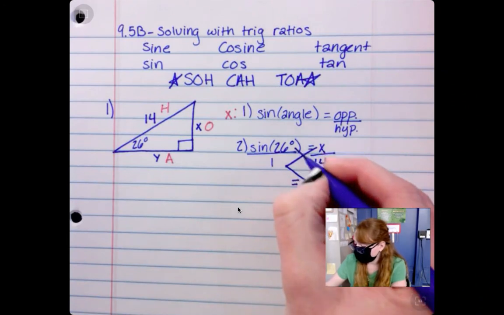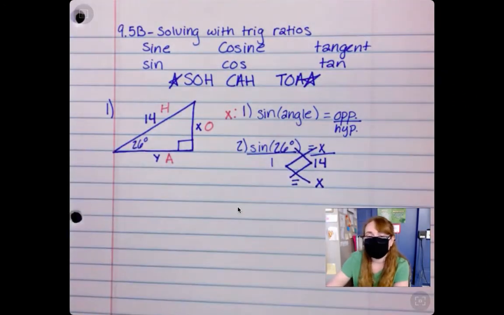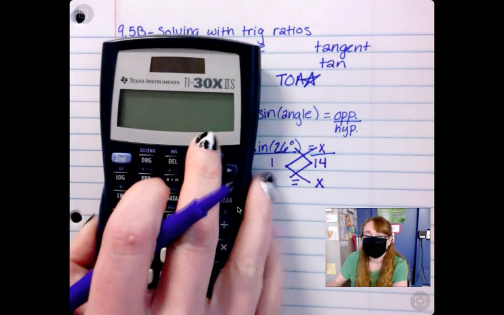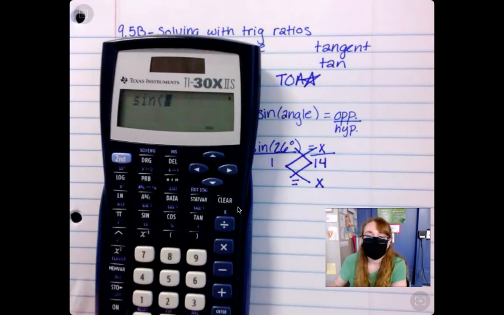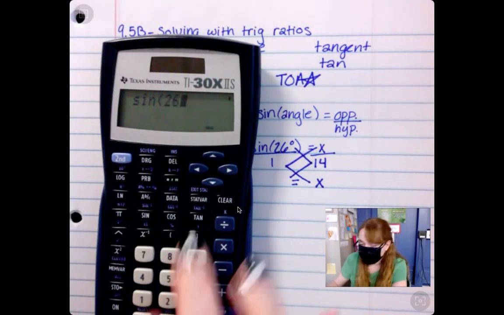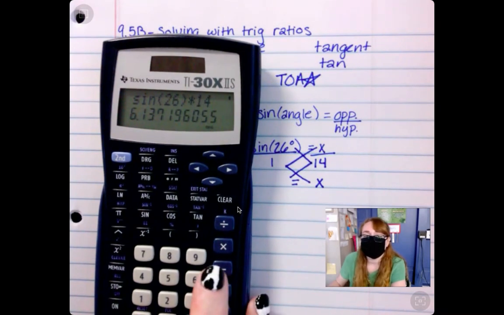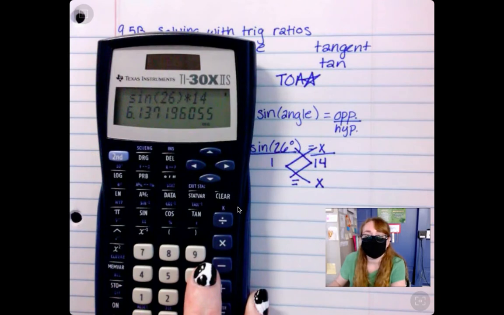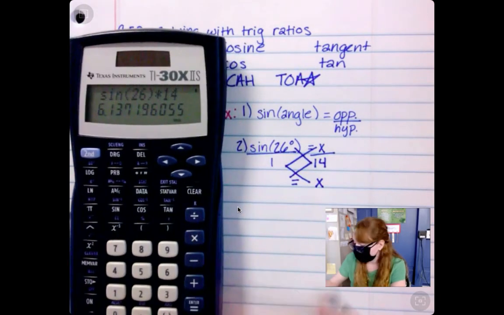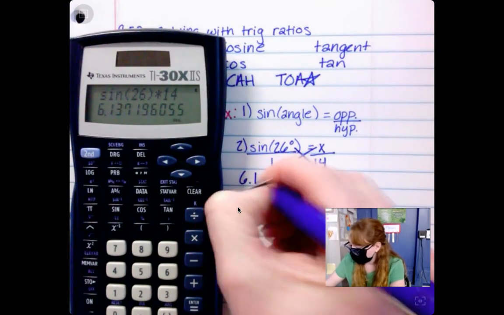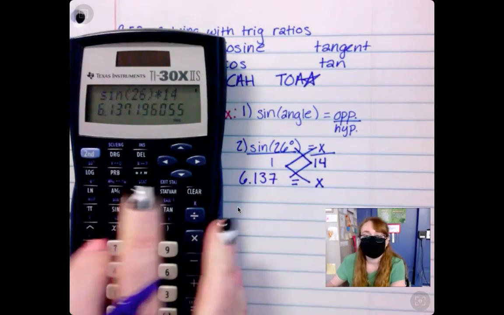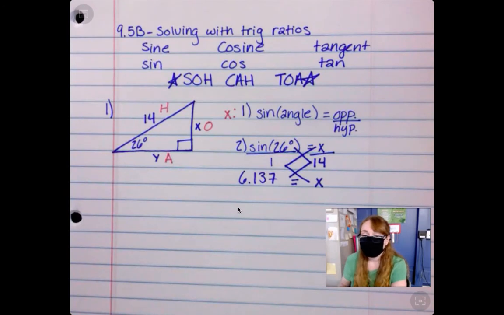And the sine of 26 times 14 is where we bring in our calculator. So we're going to hit our sine function, plug in our angle, which in this case is 26, and close our parentheses, and then multiply by that 14. So this gives us 6.137. I only want 3 digits after the decimal point. So our answer here is 6.137. So we solve for x.